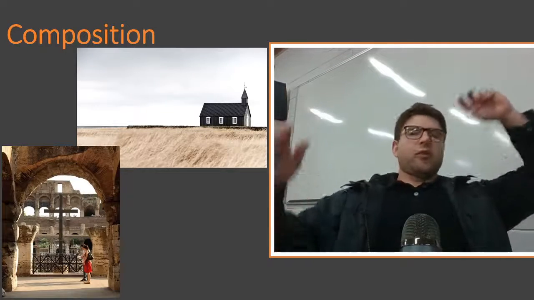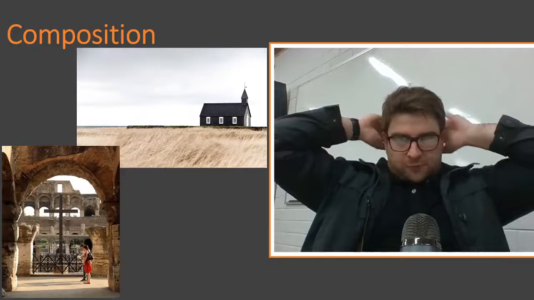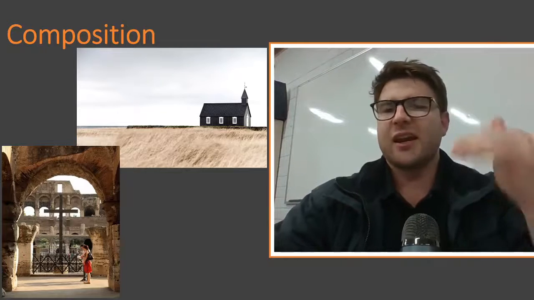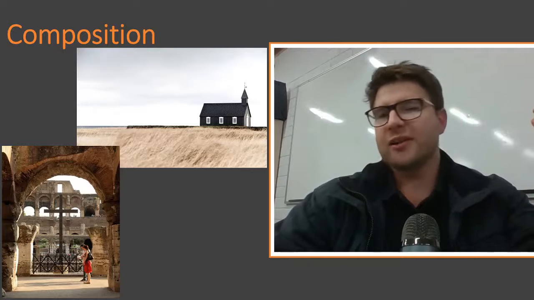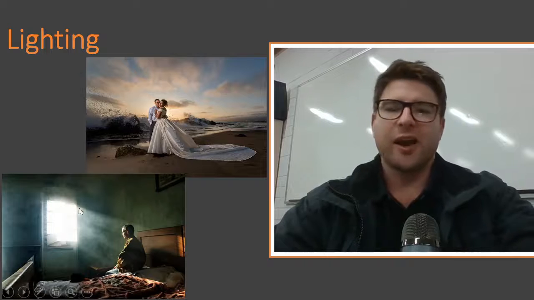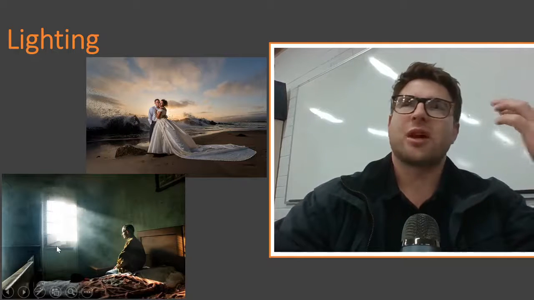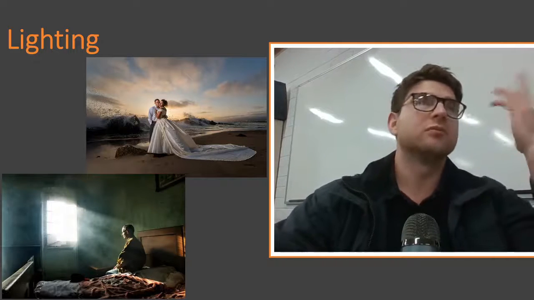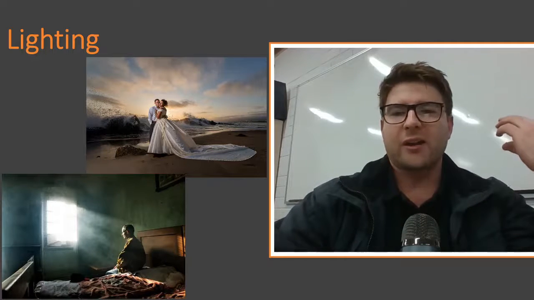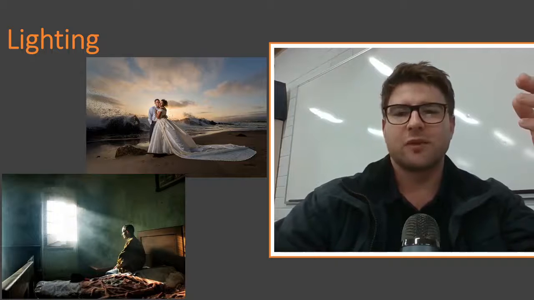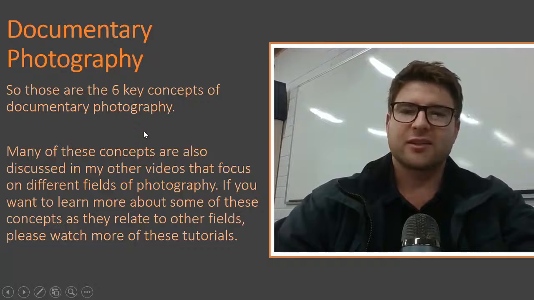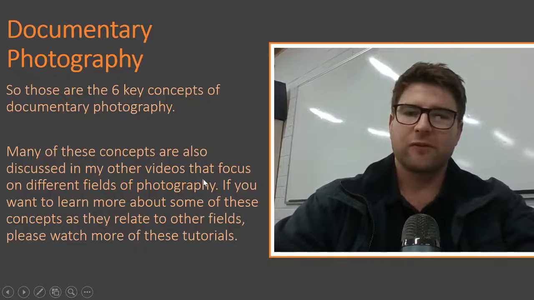You can control the composition though, so be aware of your surroundings, be aware of what's in the scene, and be aware of ways that you can work that in a creative way to make a composition that is compelling. And do the same thing with lighting. Remember that there is natural light source coming through windows, from downlights, from phone torches, and work in these light sources that are available to you in a creative way. So those are the 6 key concepts of documentary photography.